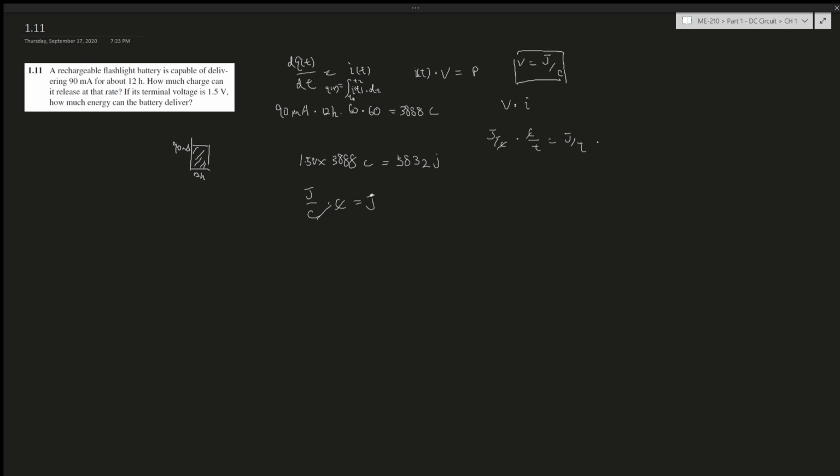So yeah, remember these relationships, right? As the course goes on, you should be very, very fluent in these things. What is V? Joules per coulomb. What is I, the current? Coulombs per second. V times I gives us power. Power times time gives us energy.